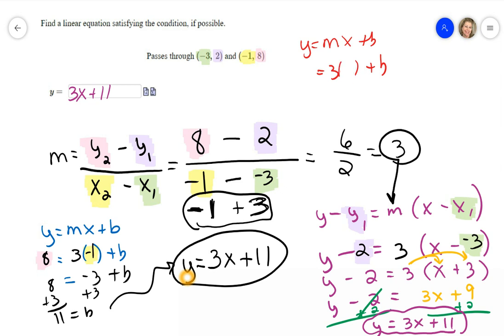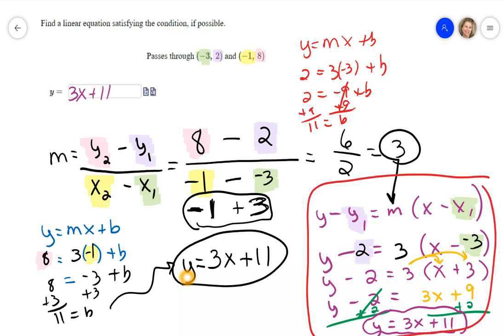I could put the x-coordinate is -3 and the y-coordinate is 2. 3 times -3 is -9. And then add 9 over, and I still get 11 for my b. So it doesn't matter which point. And if I did the same thing on this, if I put in the second point, or the first point, I'd still get y equals 3x plus 11. So, fun times.